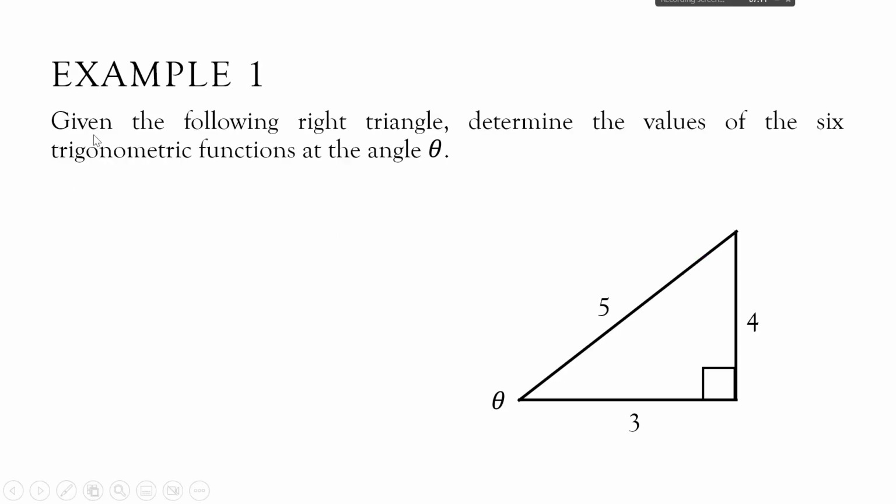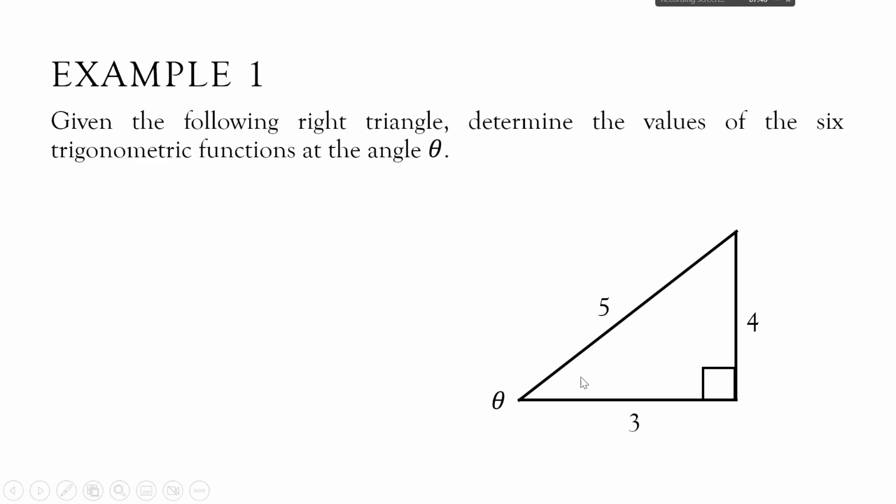Example 1. Given the following right triangle, determine the values of the 6 trig functions at the given angle theta. I gave you this diagram where I labeled the length of each side and I fixed my angle theta. So everything's going to be labeled in relation to this angle theta. The first thing I'll go ahead and deal with is labeling what each of these sides are. Which one's the hypotenuse? Which side's the opposite? Which side is the adjacent?